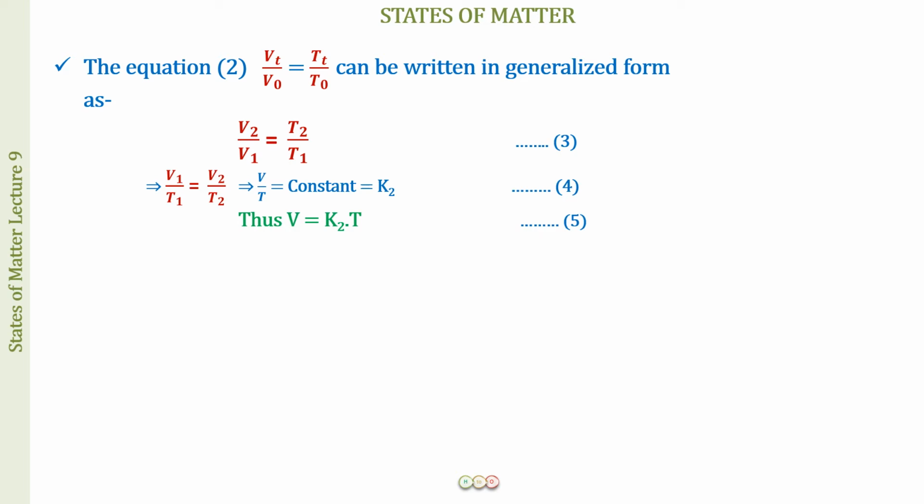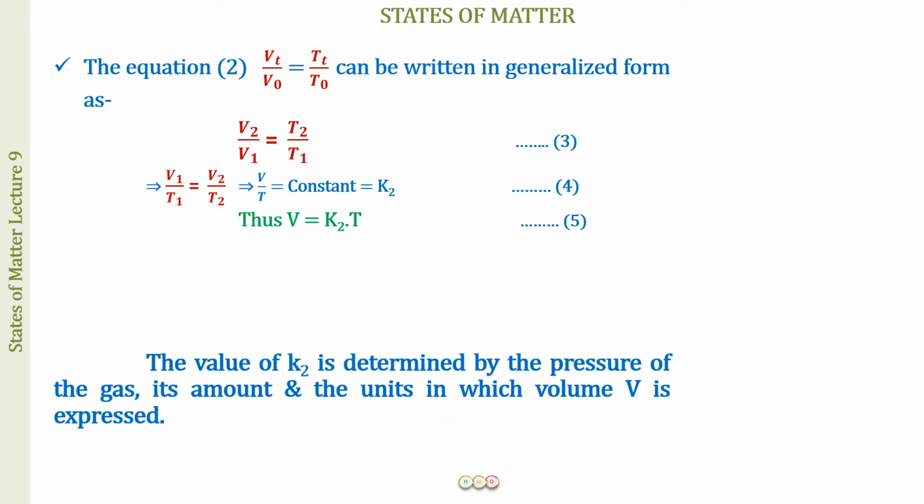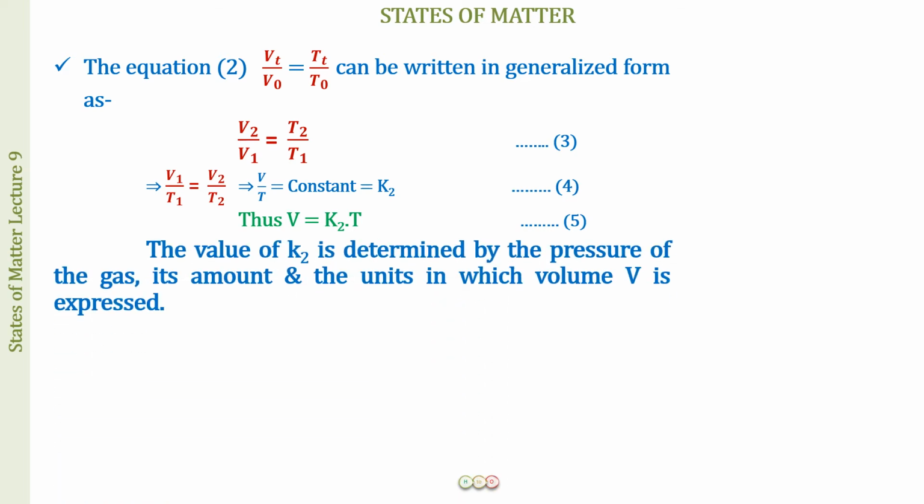We can also write this as V equal to K2 times T, where the value of K2 is now going to be very important. This is going to be determined by the pressure of the gas, the amount of the gas, and the units in which the volume V is expressed. And this is also very easy for you to understand once you have in mind the ideal gas equation.